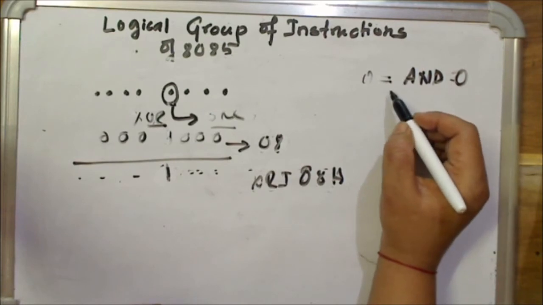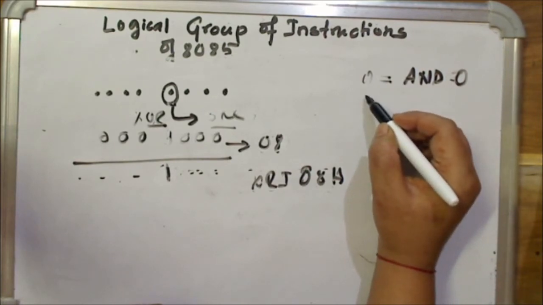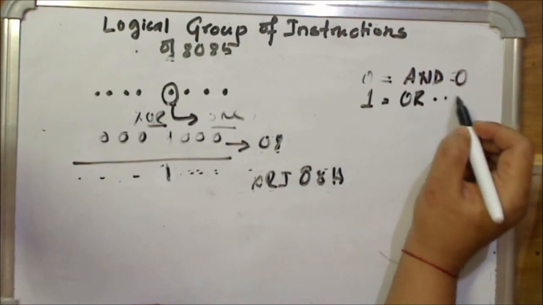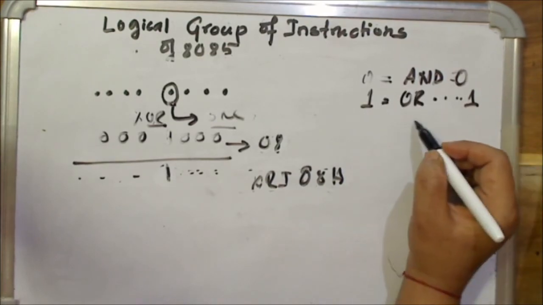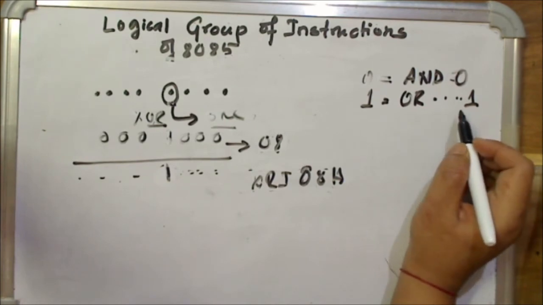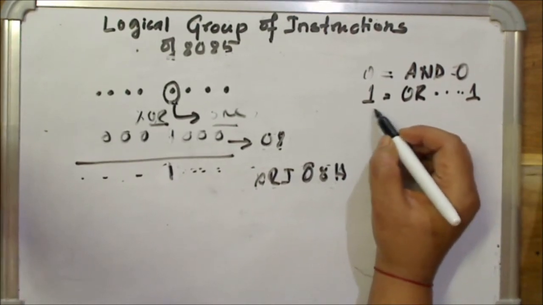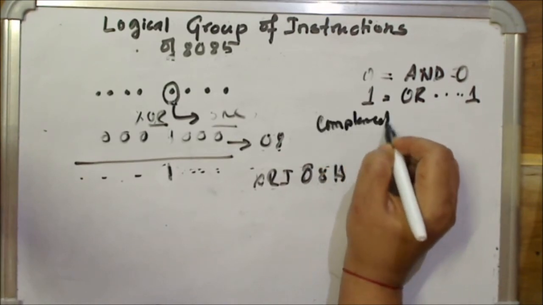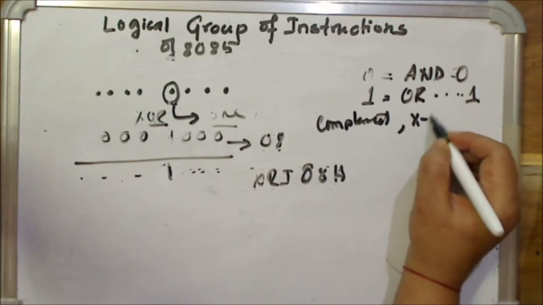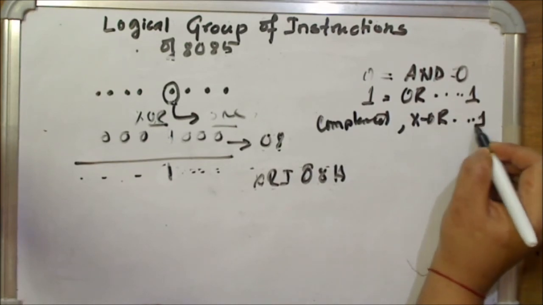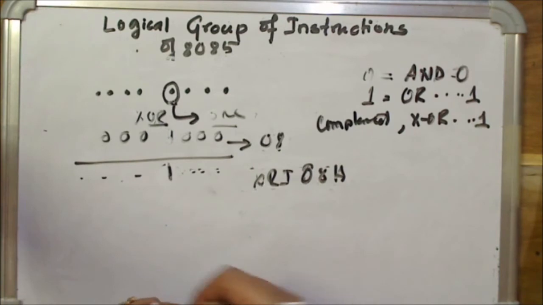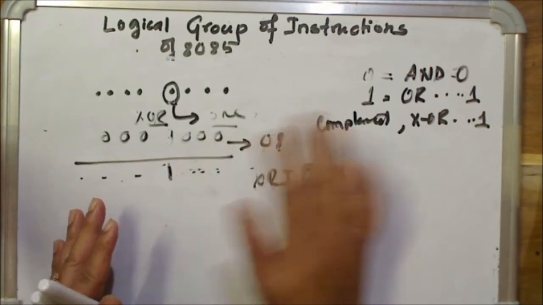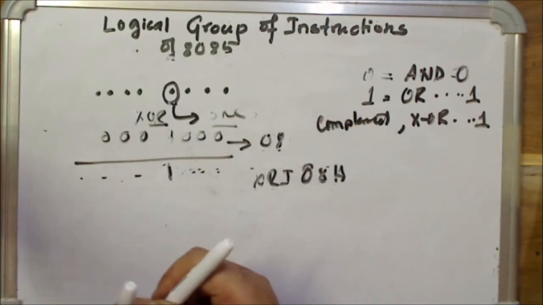If you want to make any bit 1, what you have to do? You have to OR that bit with 1, okay, and the remaining bits with 0. And if you want to complement any bit, what you have to do? You have to XOR that bit with 1 and the remaining bits with 0. So is this clear? Are the operations clear? Okay.